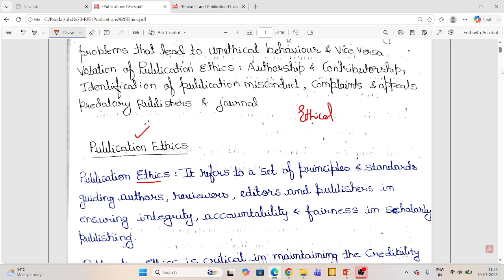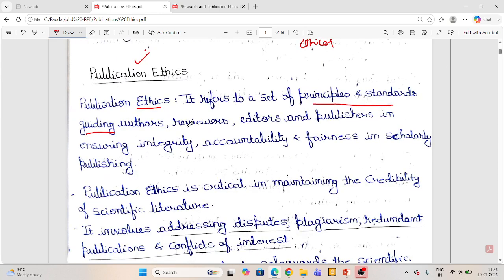Those ethical guidelines which are associated with your publications are called publication ethics. So if I have to define publication ethics, it refers to the set of principles and standards guiding whom? Who are the stakeholders, the people who need to follow this publication ethics? It is for authors, reviewers, editors and publishers, in ensuring integrity, accountability and fairness in scholarly publishing. So whatever paper you present, whatever books you publish, in everything publication ethics guide the people to make sure you maintain integrity and accountability.